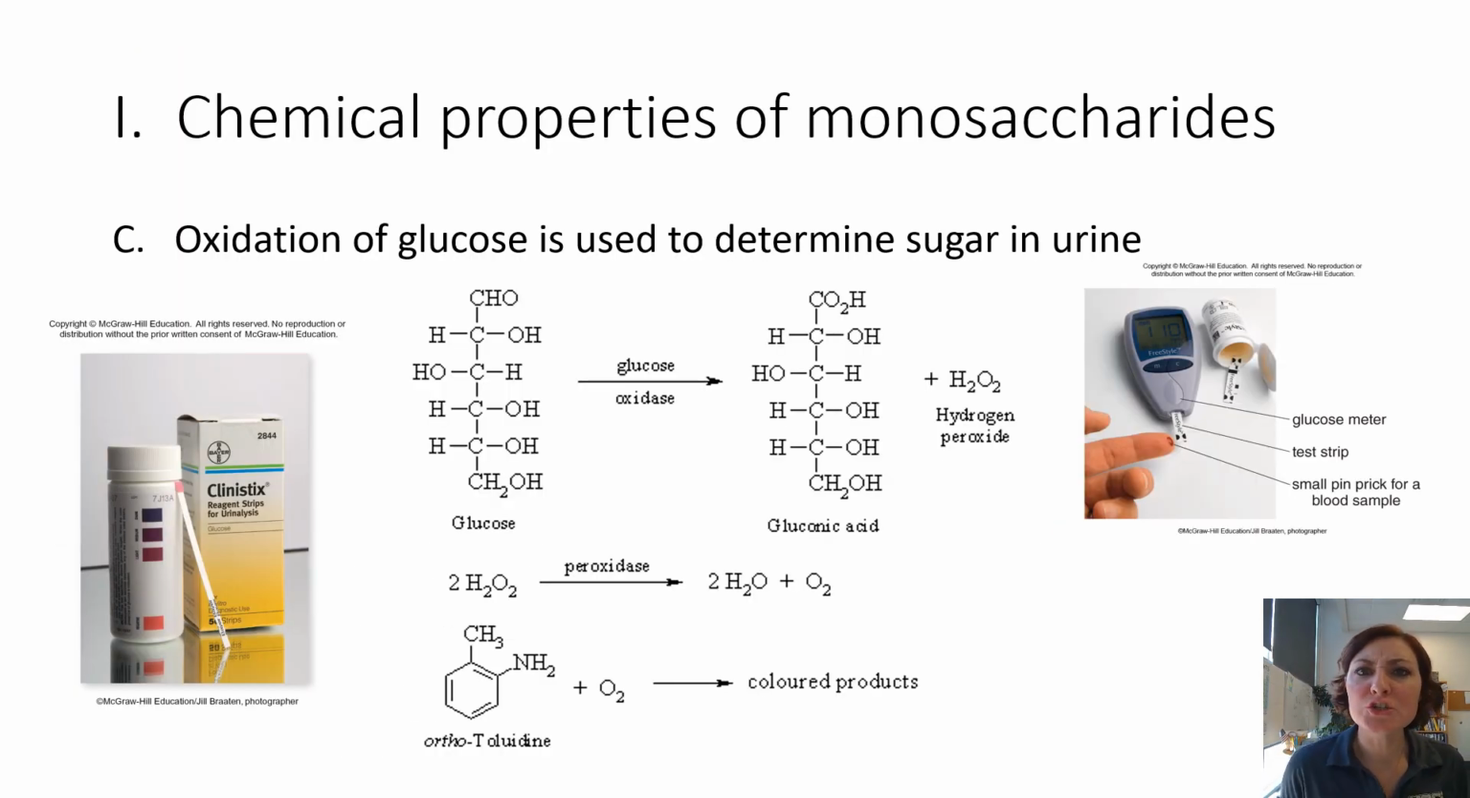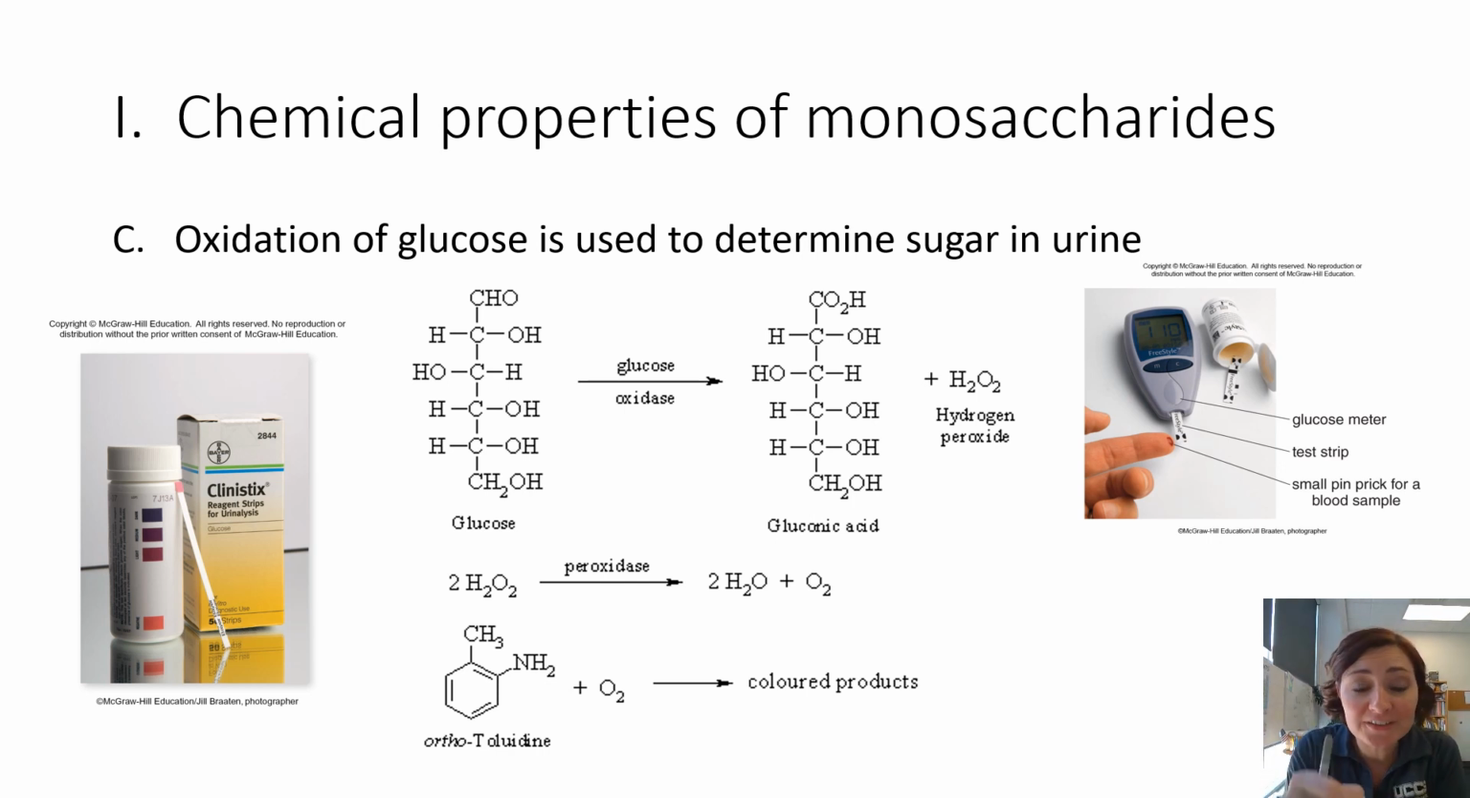All right, so we can use the oxidation of monosaccharides in order to determine the amount of sugar in urine. Say if you have diabetes and want to know what your blood sugar levels are, we can use an oxidation reaction to do that. And in fact, that's how products like Clinistix or your digital blood glucose meters work. They're going to use an oxidation reaction to do this.